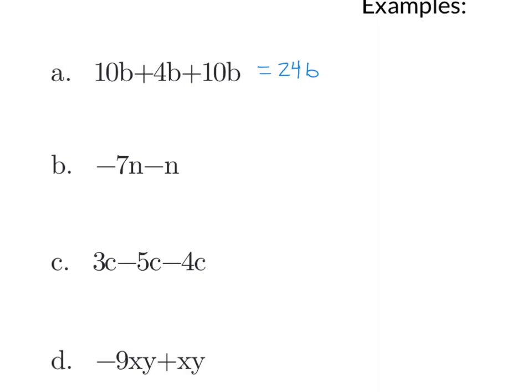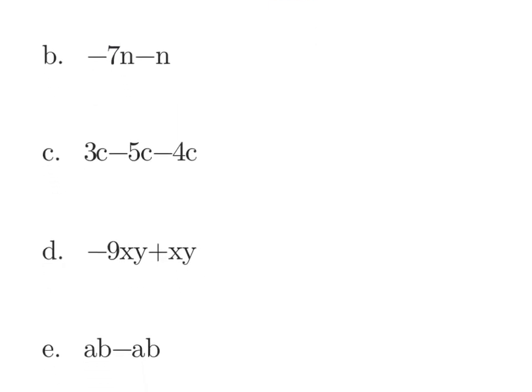24b. All right, if we look at example B, we have negative 7n minus n. So one of the first things I want to emphasize to you is that if there is no number in front, it is implied to be a 1. So this is technically negative 7n minus 1n. If we combine the numbers, negative 7 and negative 1 have the same signs, so we are going to add and keep the sign, and we keep the variable.